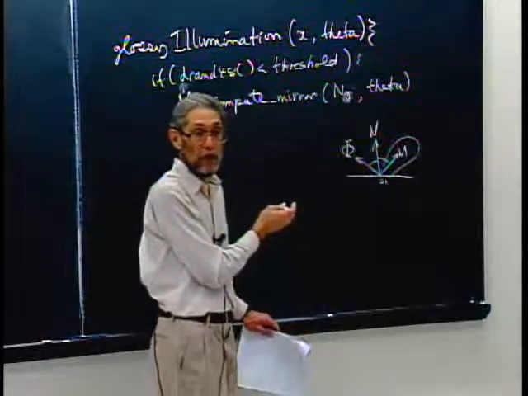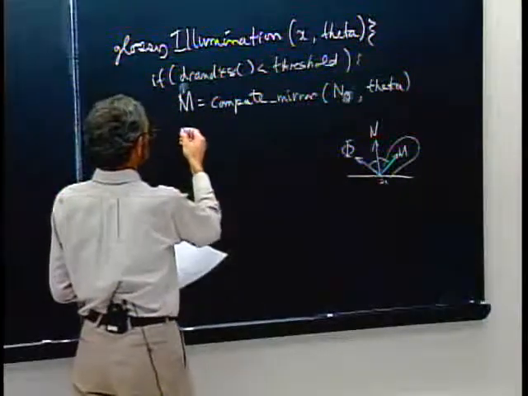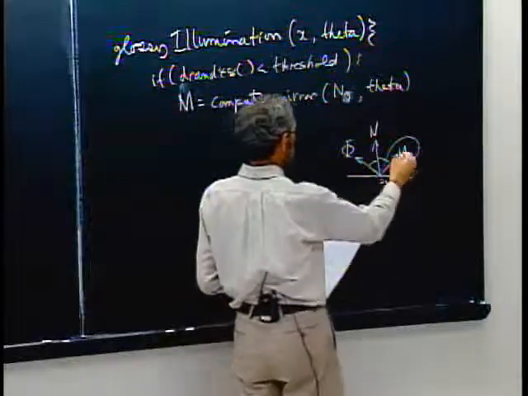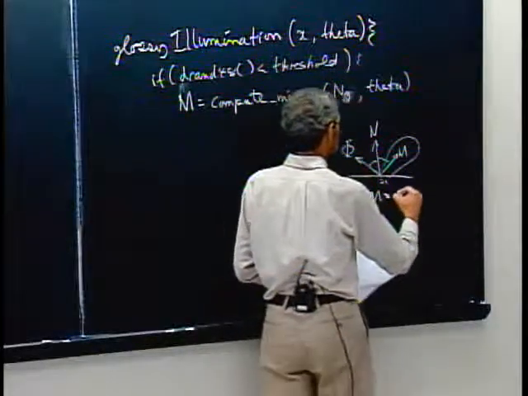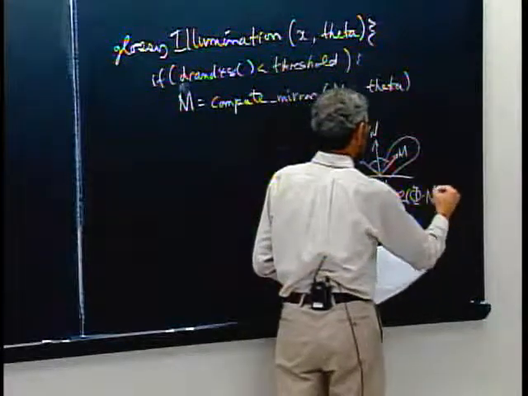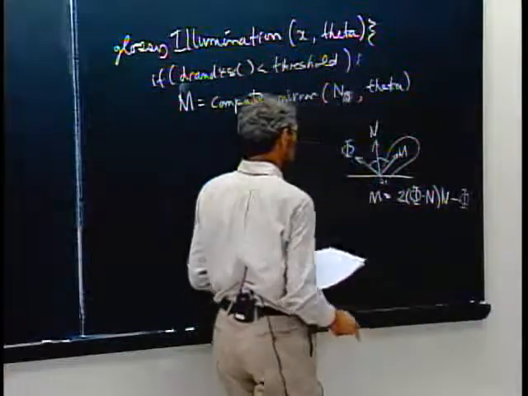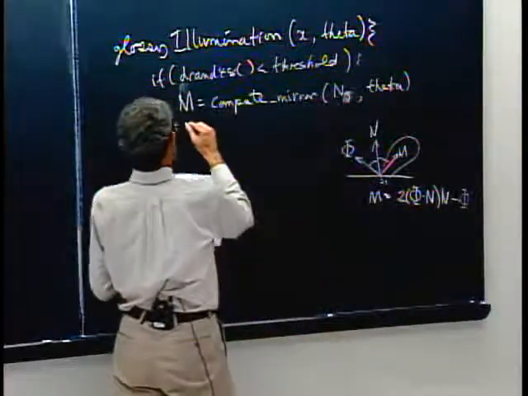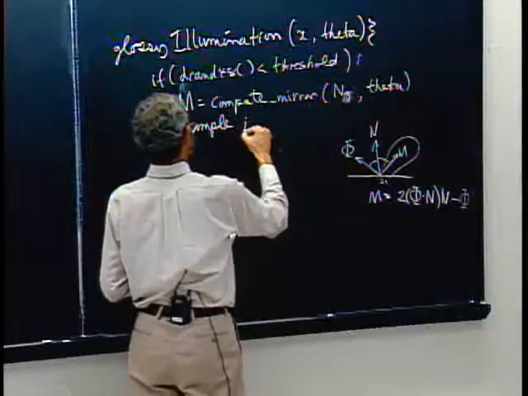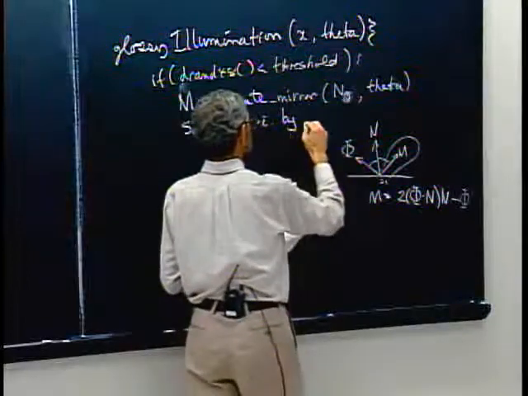I gave you a formula for how to do that that you all used on your homework. Or maybe that was already built into the code you had. But anyway, this M equals twice phi dot n, minus phi, if these are all unit vectors. Okay, and then sample psi by the Phong distribution.